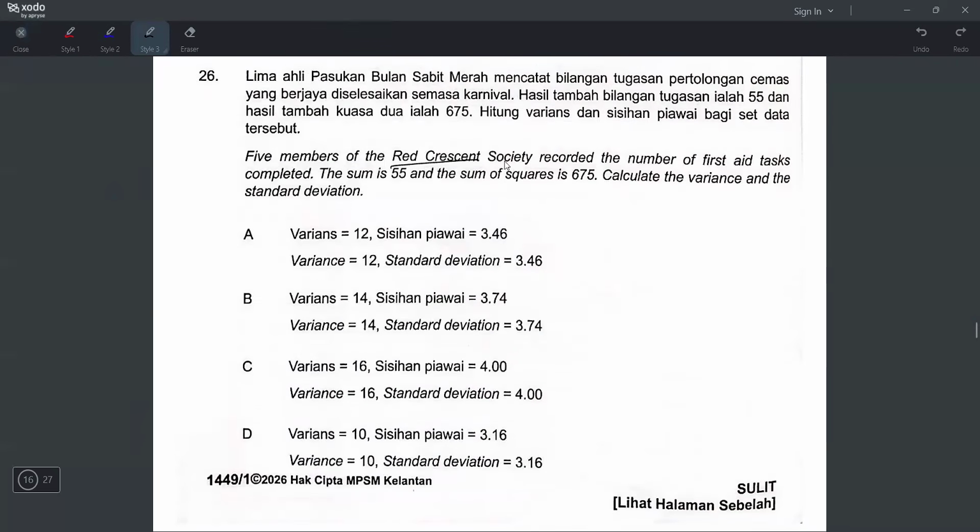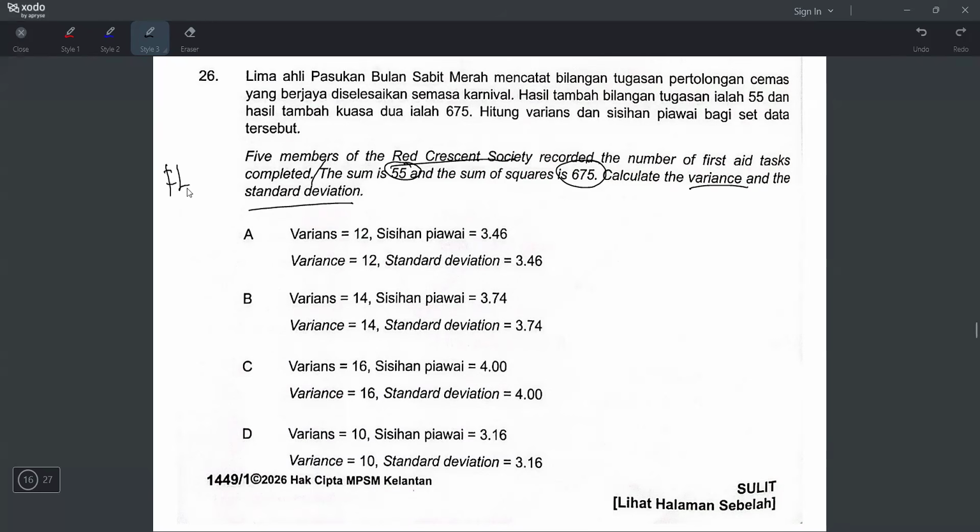26. 5 members of the Red Crescent Society, so the PBSM, 5 members, recorded the number of first aid tasks completed. Okay, the sum is 55 and the sum of squares is 675. Calculate variance and standard deviation. This is under measures of dispersion for ungrouped data. Okay, the variance is yang piawai semua tu lah. Dalam bahasa Melayu, sukatan serakan untuk data yang tak terkumpul.